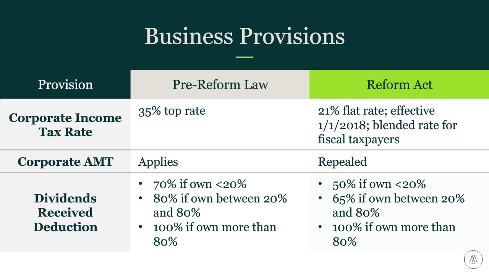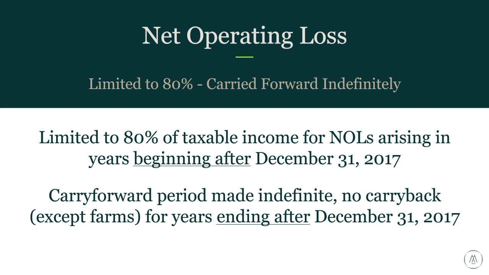Other significant changes affecting corporations: the corporate AMT is repealed after 2017, and the dividends received deduction is generally reduced in light of the new 21% rate. Going forward, the NOL deduction is also modified, specifically for NOLs generated in tax years beginning after 12/31/2017. The utilization of such NOLs will be limited to 80% of taxable income in the year they are used. In addition, for years ending after 2017, NOLs will no longer be eligible for the two-year carryback, but instead will be carried forward indefinitely. Now, one item to note here is that these two provisions have slightly different effective dates.